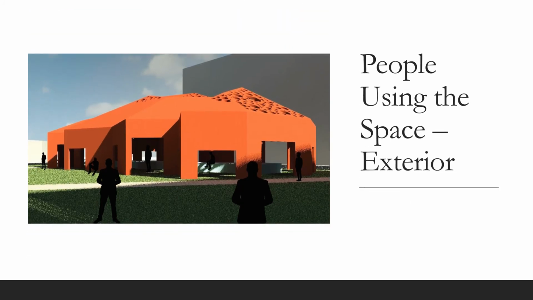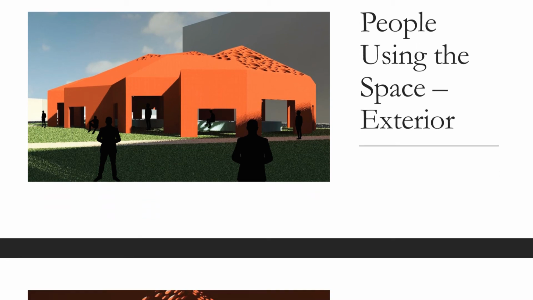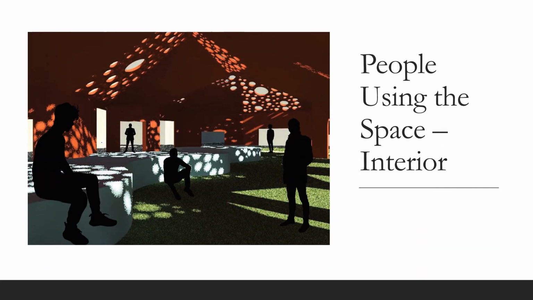Here we can see people using the pavilion. This gives a good representation of the scale of the pavilion through the use of the people. Here we've got an interior view of how well lit the space is and the interesting light forms which are created through the roof.